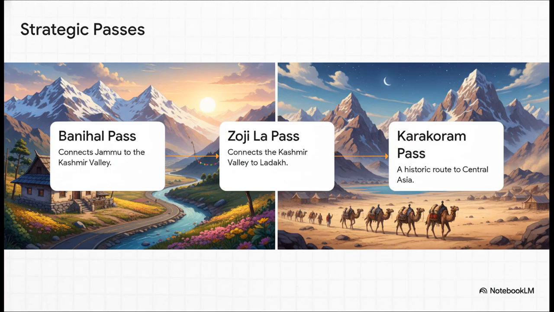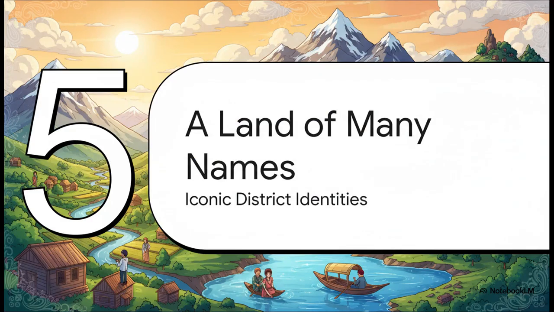First, you have the Banihal Pass. That's the lifeline connecting the Kashmir Valley south to the Jammu region. Then there's Zoji La, which is the high-altitude gateway connecting the valley east to Ladakh. And finally, the ancient Karakoram Pass, a historic route that connects the whole region up to Central Asia. So all this incredible geographic diversity we've just traveled through, it's not just some abstract idea on a map. It has a real impact.